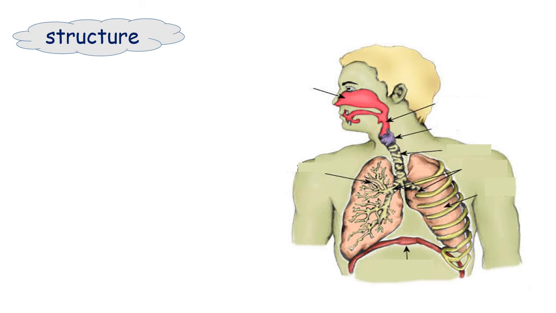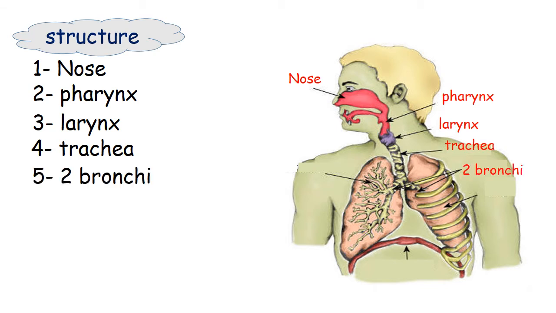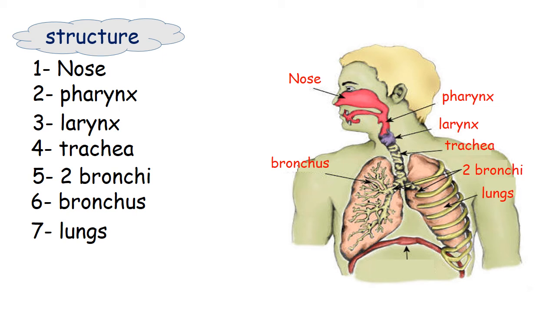Structure of the respiratory system. It consists of nose, pharynx, larynx, trachea, two bronchi, bronchioles, lungs, and diaphragm.